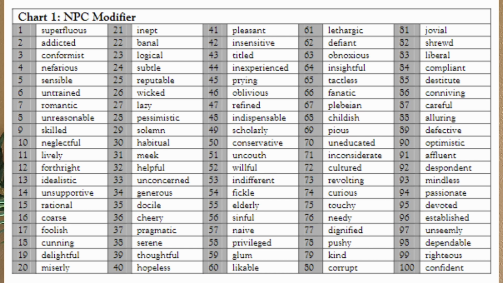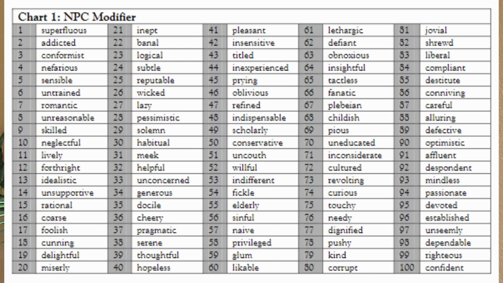So the first section of UNE is the NPC creator. Now this is two tables. The first table is the NPC modifier table. The NPC modifier table is a collection of adjectives. You will roll a D100 or 2D10s to pick one of these adjectives. So let's say I rolled an 84. On this table, an 84 is the word compliant.